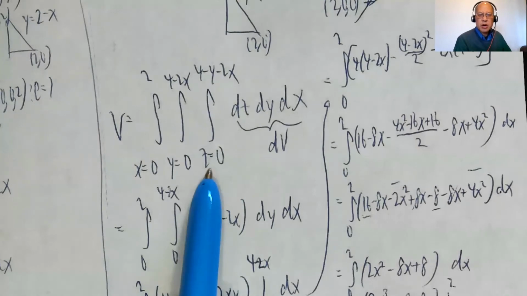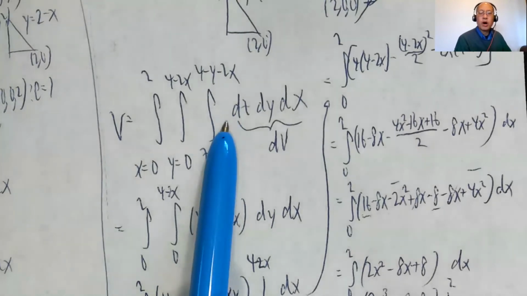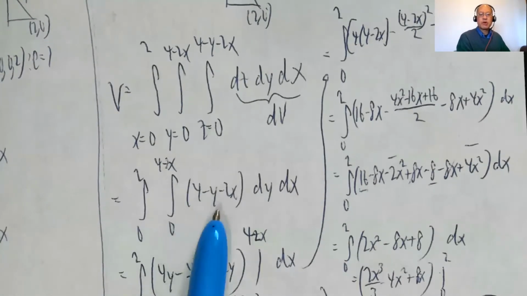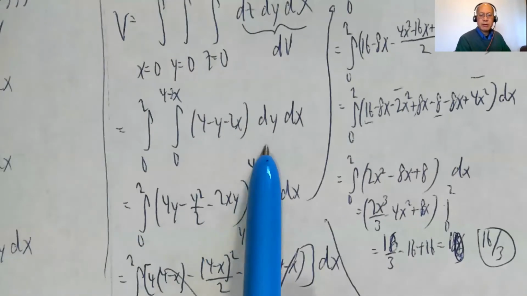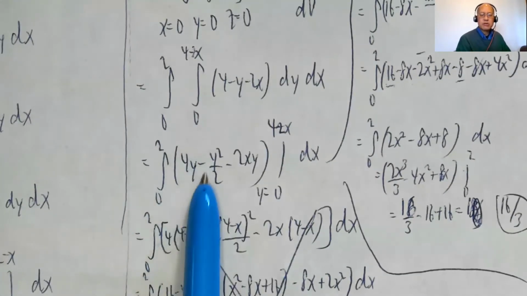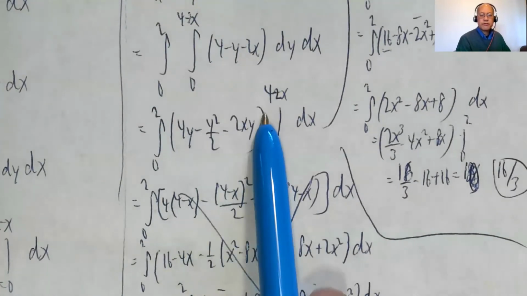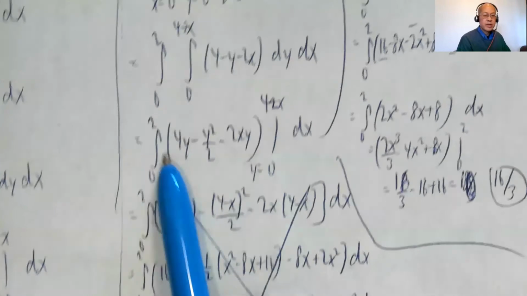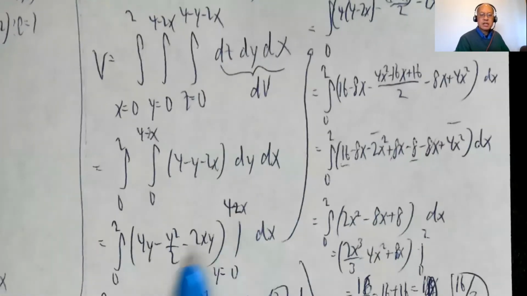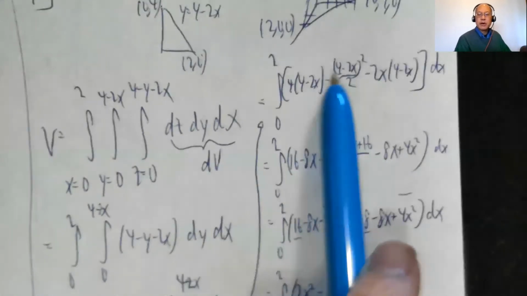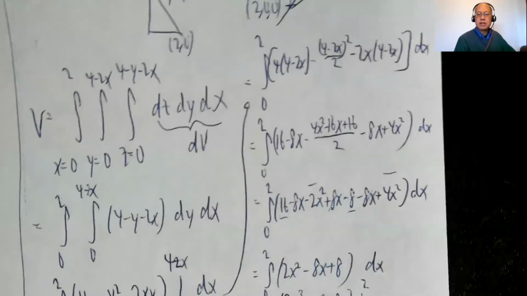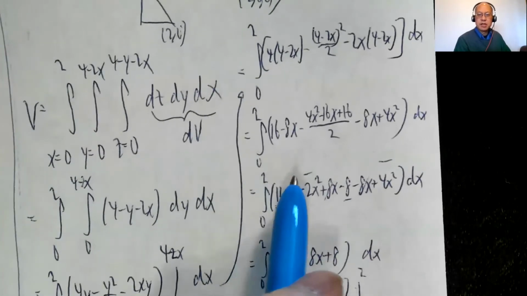All right, and so you're integrating 1, so it's just the length of the interval, 4 minus y minus 2x. Integrate with respect to y. 4y minus y squared over 2 minus 2xy. Plug in 0, you get 0. Plug in 4 minus 2x. I messed up real bad. So 4 times y, which is 4 minus 2x, minus (4 minus 2x) squared over 2 minus 2x times y, 4 minus 2x. You can see this gets real clumsy.